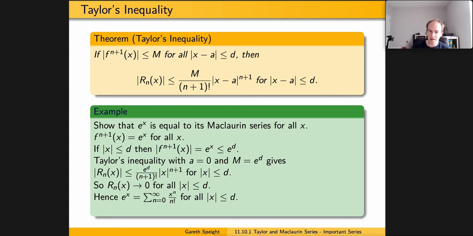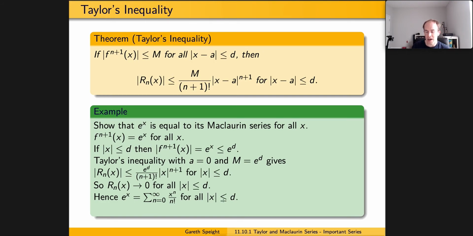So since the remainder is going to 0, that says that the function is equal to its Maclaurin series for absolute value of x less than or equal to d. Right? That was the whole point of showing the remainder goes to 0. It shows the function is equal to its Maclaurin or its Taylor series. And here d didn't really play any role. It was just an intermediate step in order to let us bound the remainder.